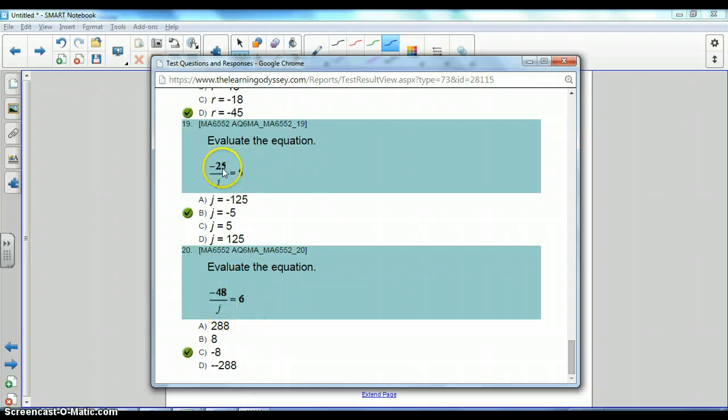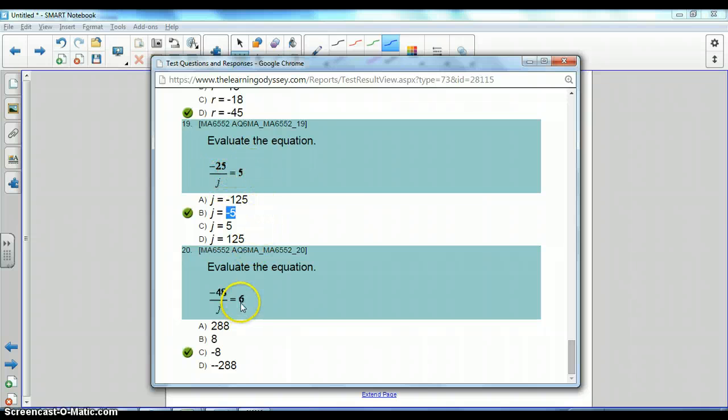Okay, same with this one. We had a negative. We want our end answer to be positive. So we know we need to divide it by another negative. So we have negative 125 or negative 5. Okay, negative 25 divided by negative 5 gives me a positive 5.